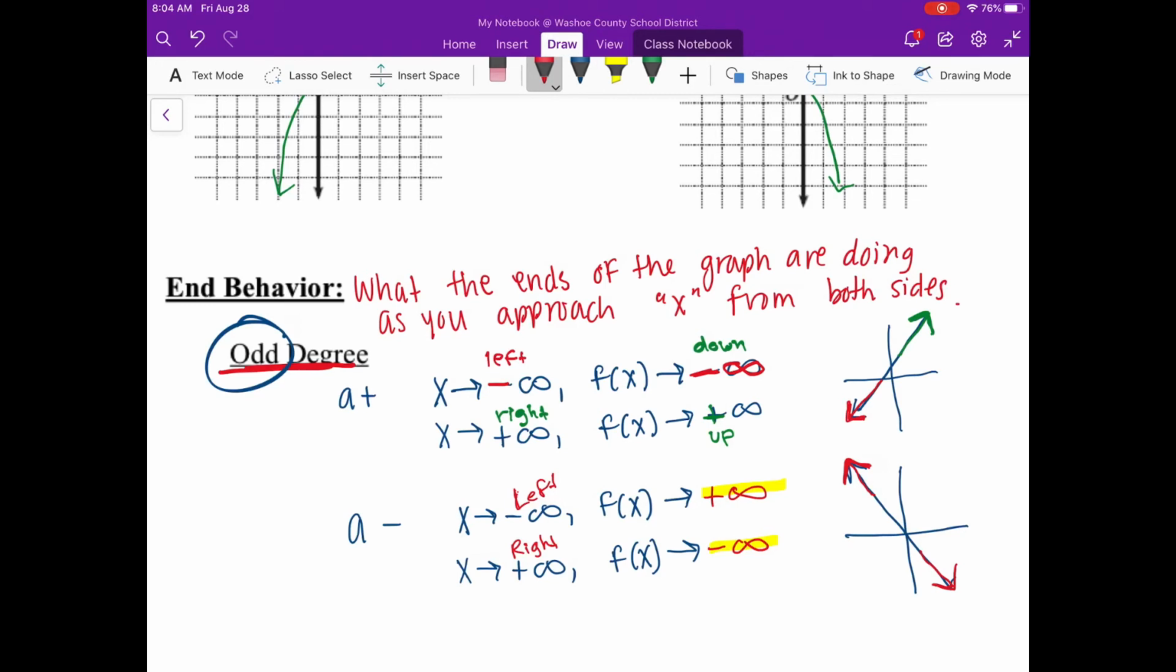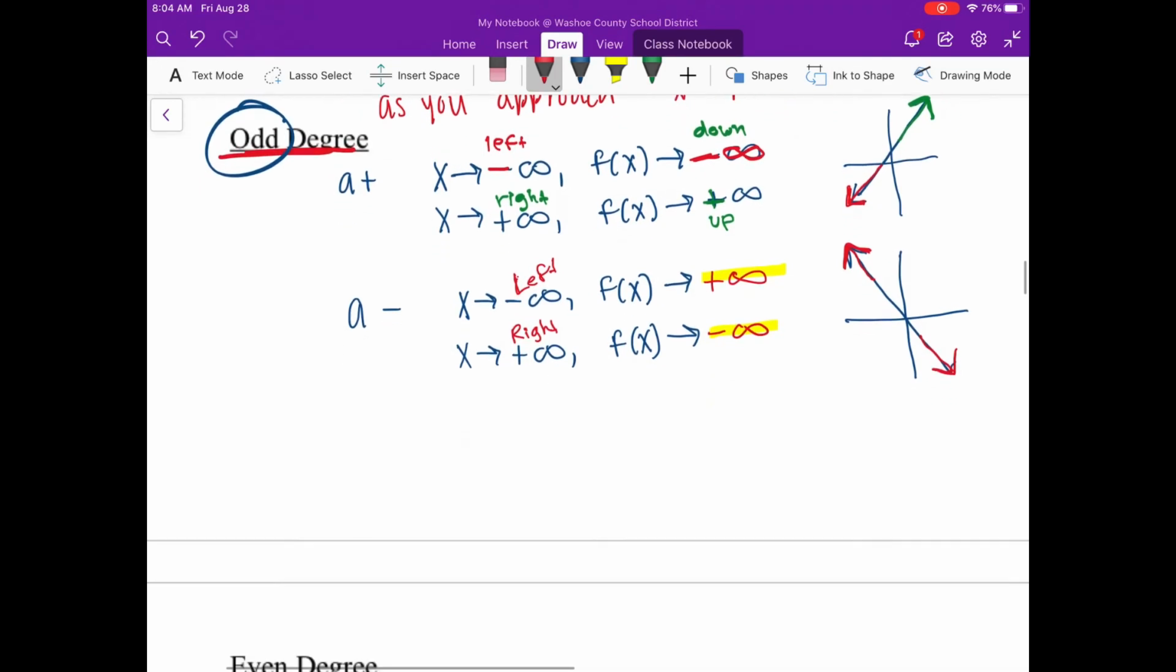Something to remember here is that you always want to look at the highest degree of whatever function you are looking at. So they won't always be in the correct order from highest exponent down to the smallest exponent. So you have to look at the entire function before you determine if it's going to be odd or even, okay? And we'll do some examples there.